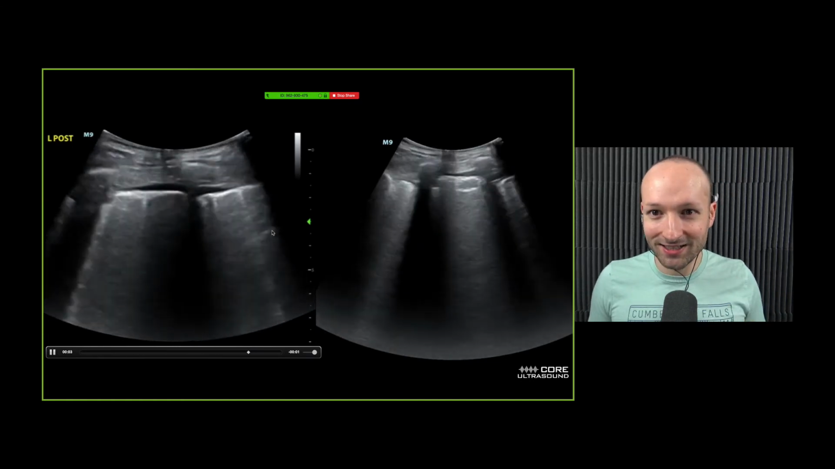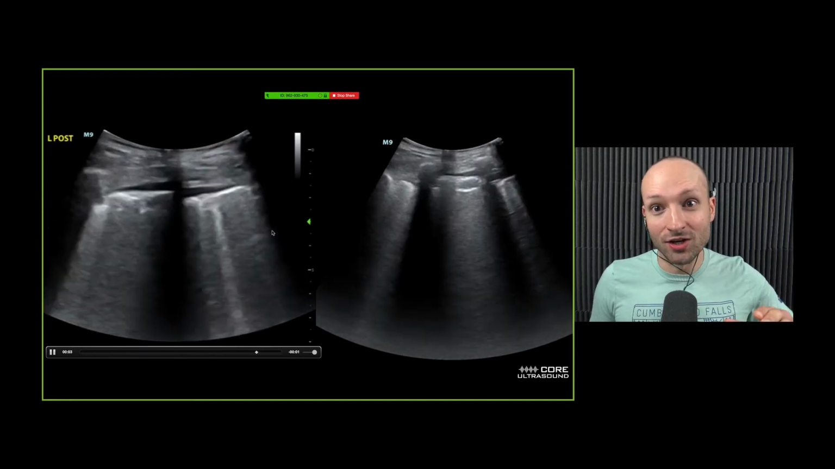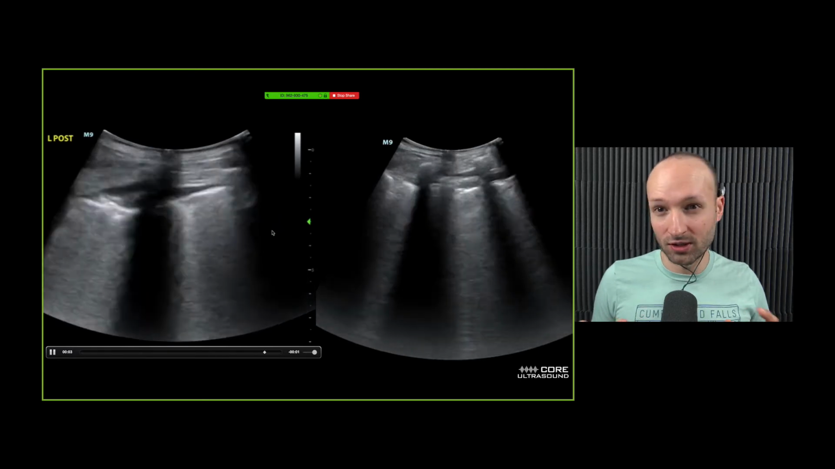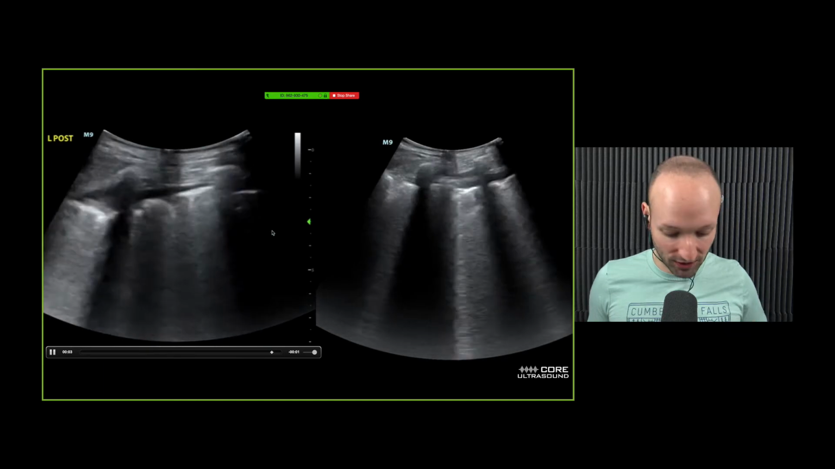I've not yet seen a situation where I have an irregular pleural line and no B-lines. So you usually see those two things together, but in the literature, sometimes they're talked about separately. So that's why I'm mentioning it as a separate thing here.